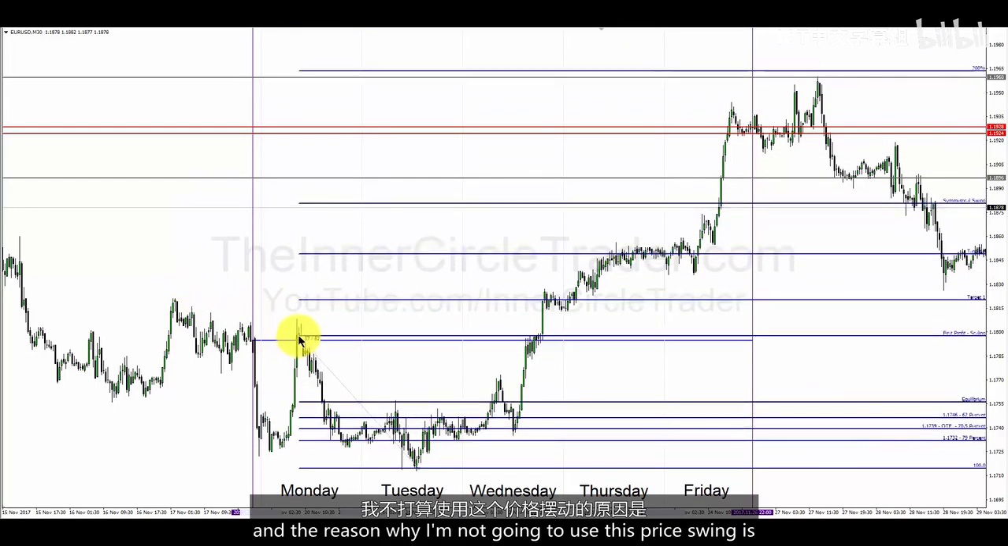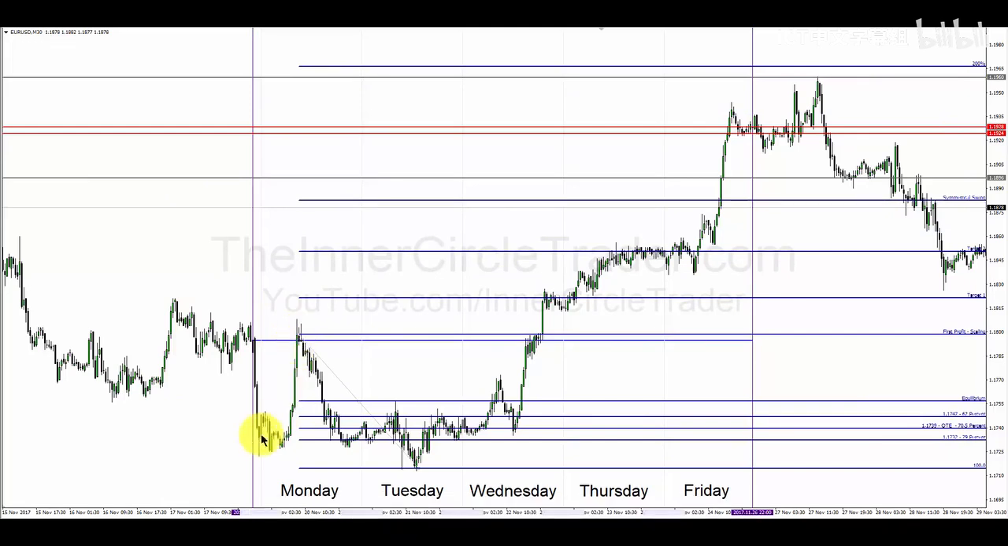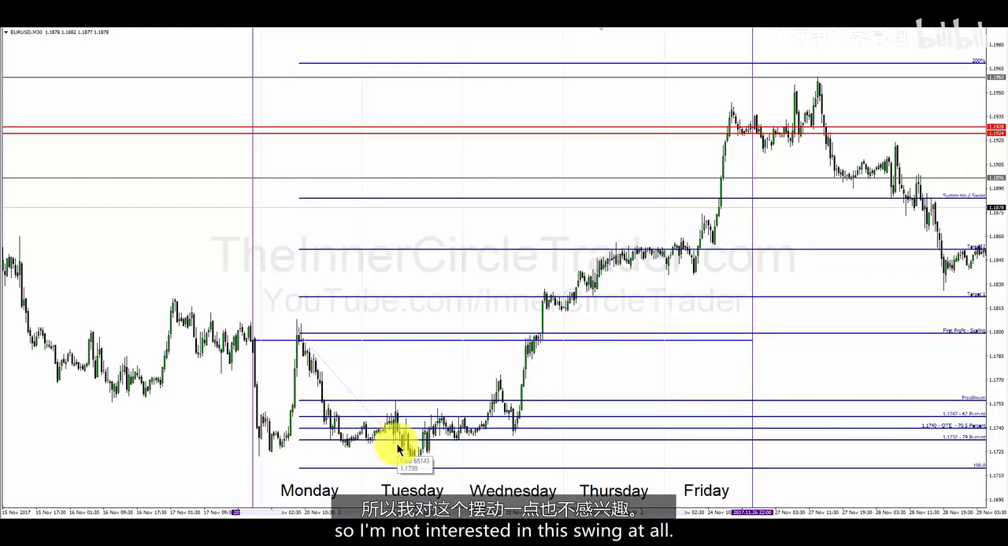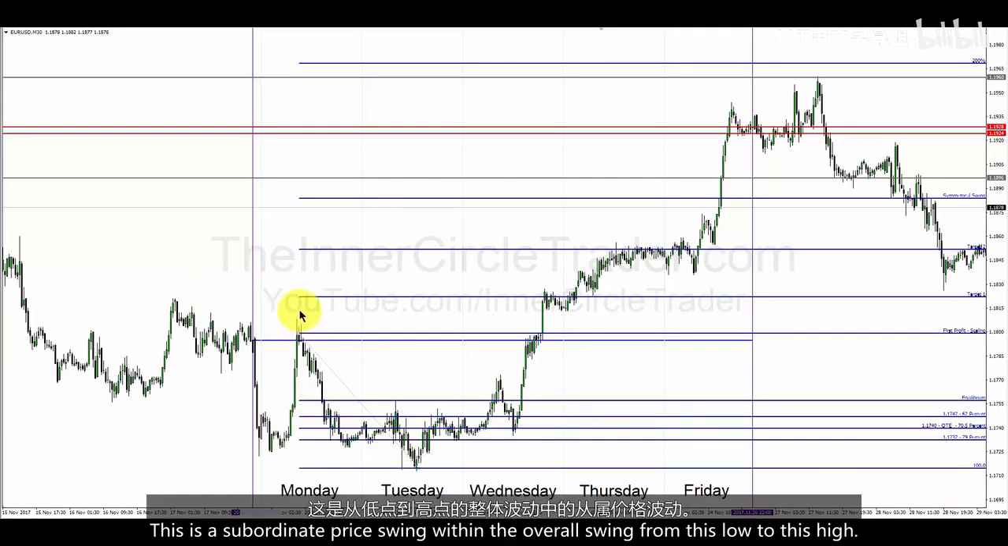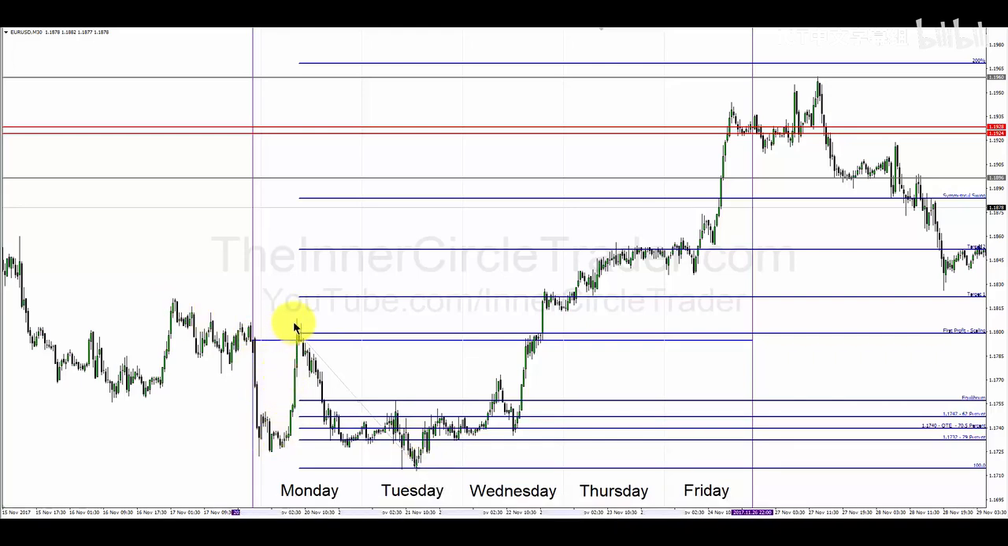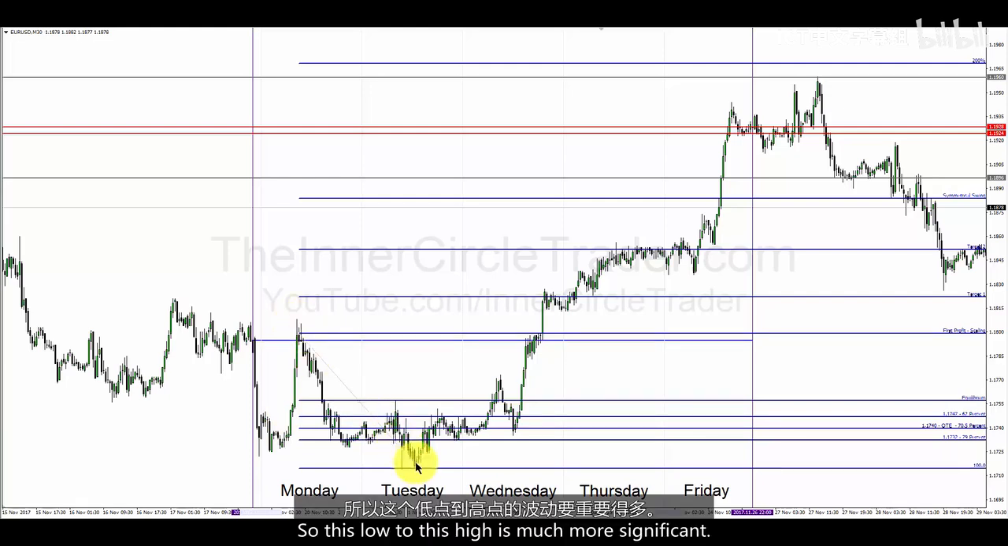All right, so we're looking at not this level here. And the reason why I'm not going to use this price swing is because we have this low and this low here, and then we drop down. So I'm not concerned about this one. Okay, so I'm not interested in this swing at all. This swing is the parent price swing. This is a subordinate price swing within the overall swing from this low to this high. So even though we traded down, came back up, it really was of no significance. So this low to this high is much more significant.